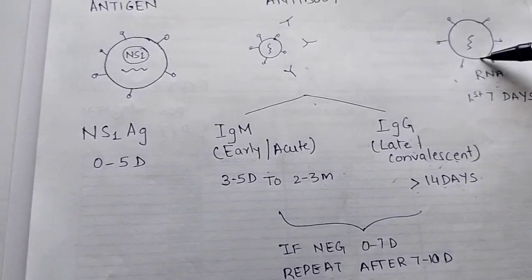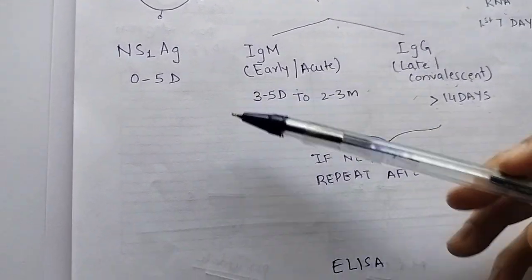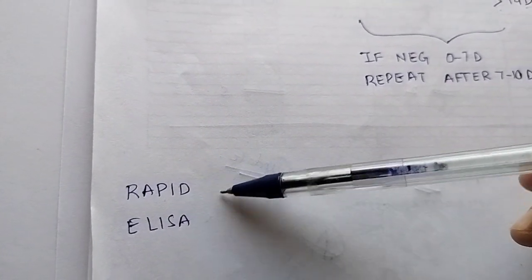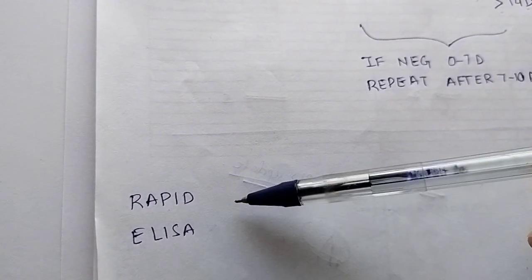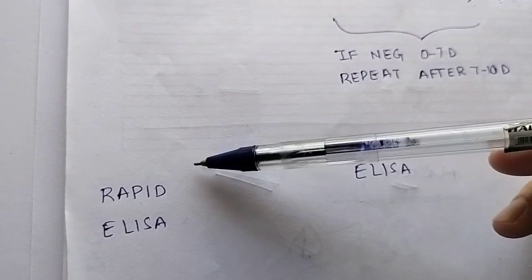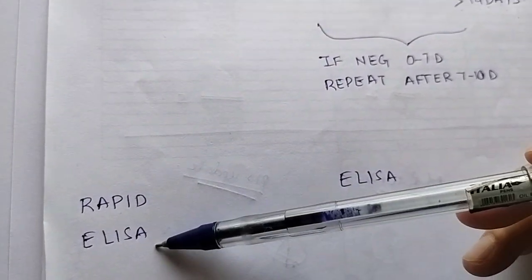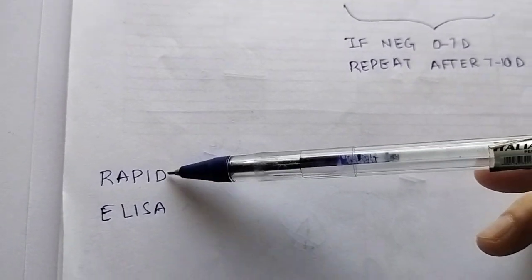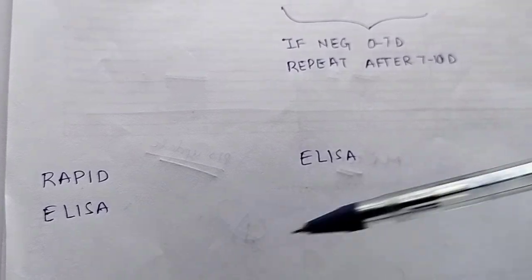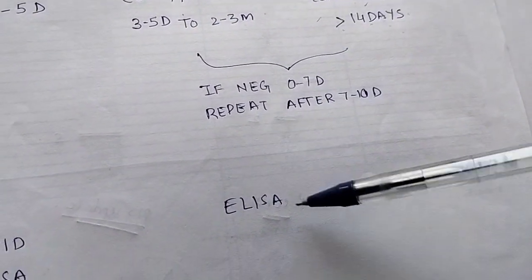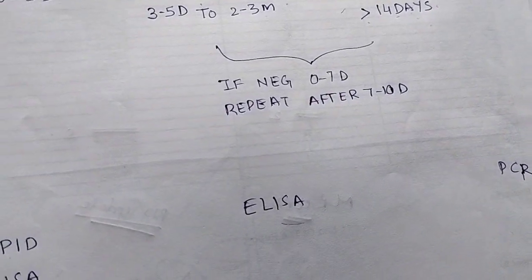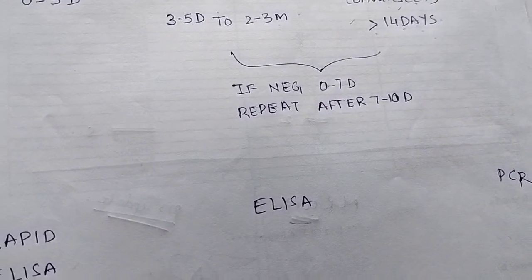Now how do you diagnose these antigens or antibodies? For NS1 antigen, we can either do rapid CART test, also called rapid immunochromatography. The results come very fast, within hours, and another is the ELISA method. But the sensitivity of rapid methods is very high, though specificity is not very high. Now detection of antibodies can be done by ELISA method. For RNA detection, we have PCR. PCR is a very specific test.